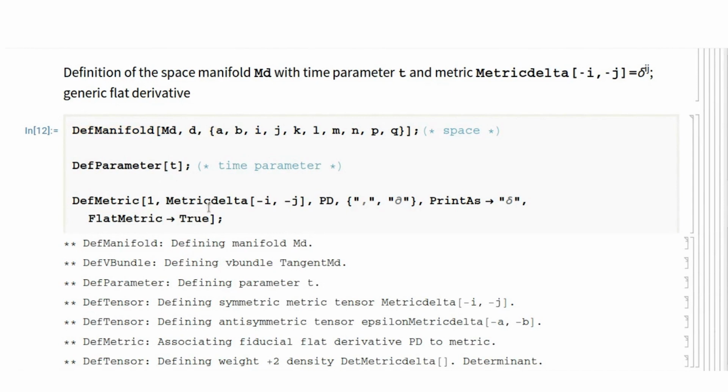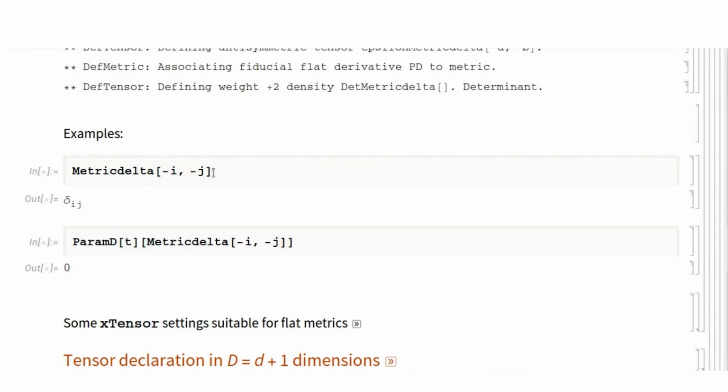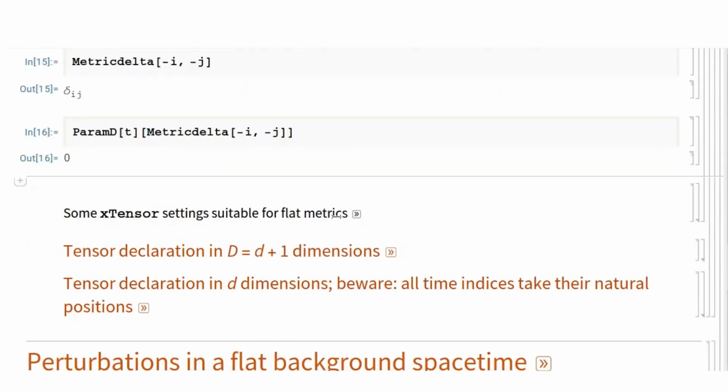I do the same for the space manifold with Latin indices. I have a time parameter, and I, of course, define a flat metric delta with also the partial derivative. And for instance, this is the metric, and of course, it does not depend on time.